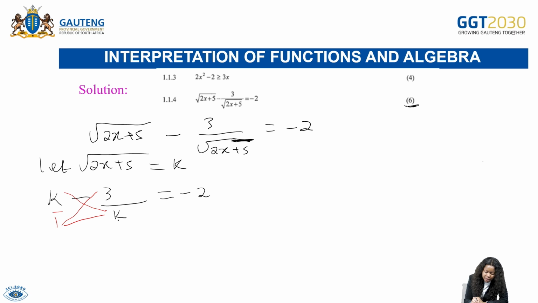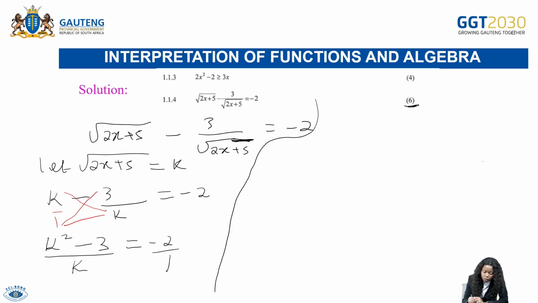So if you say k times k, you get k squared. 1 times negative 3, you'll get negative 3. Then if you multiply 1 times k, you'll get a k. Then it is equal to negative 2. And then from there, it's all over 1.